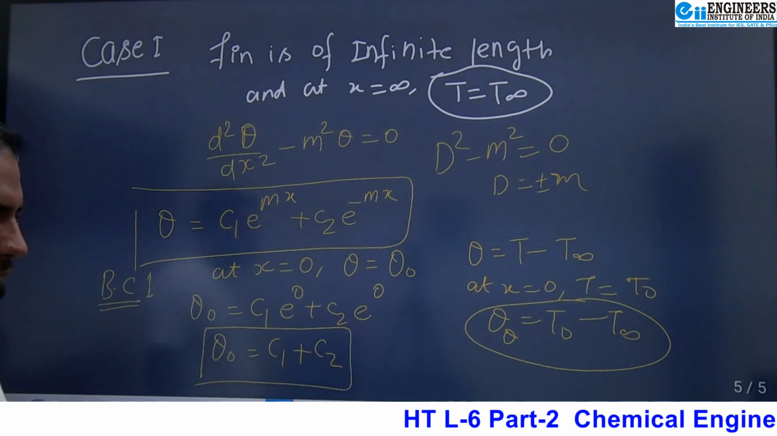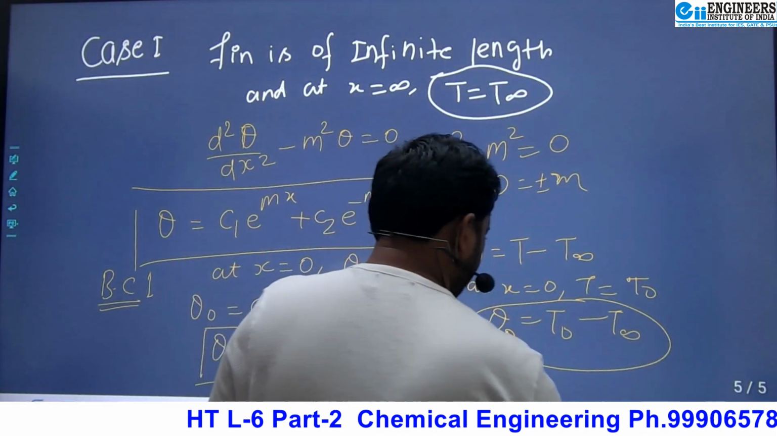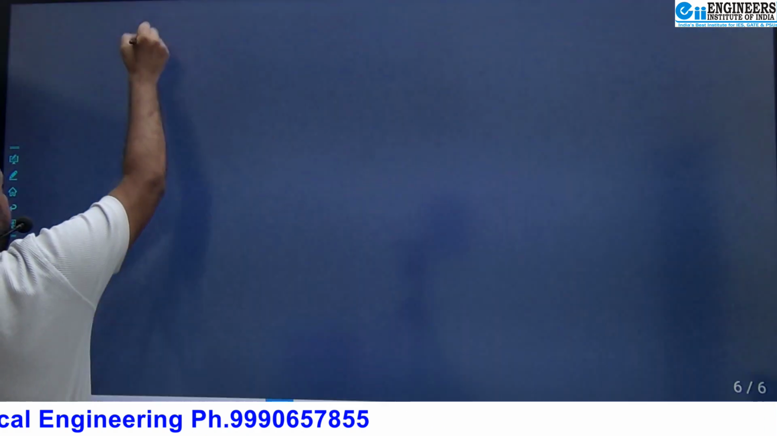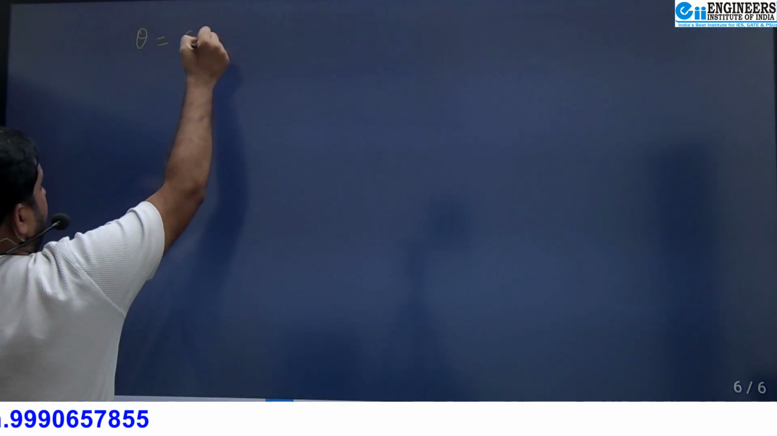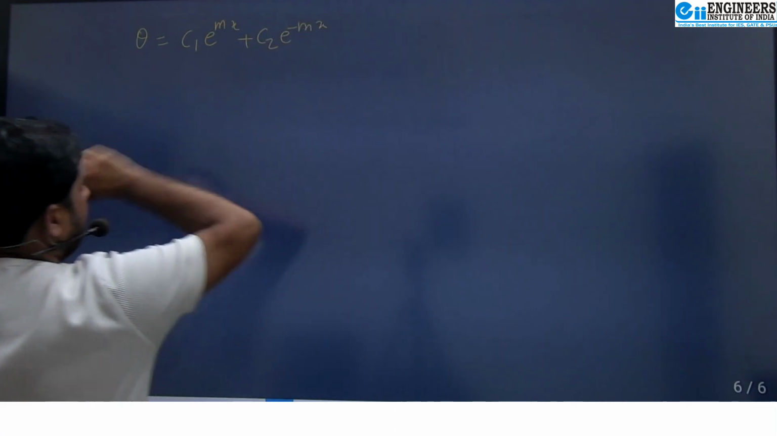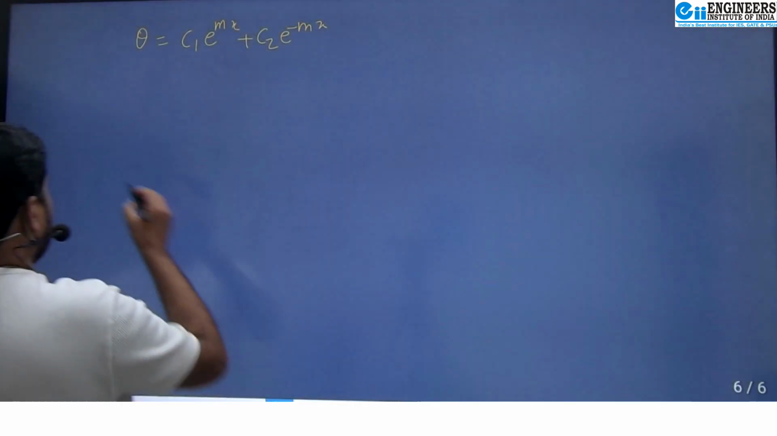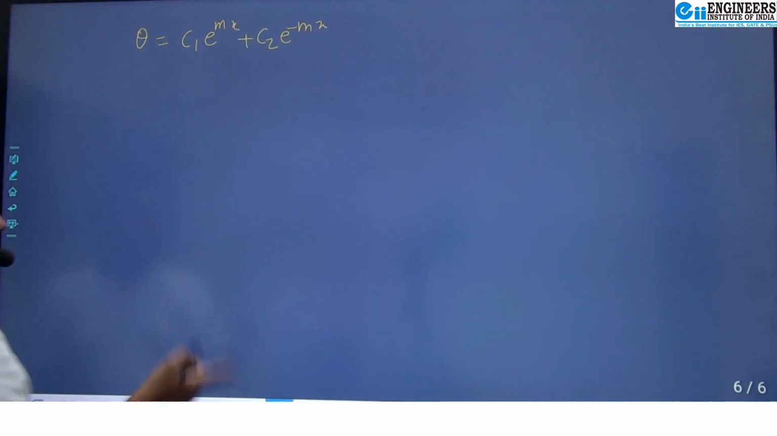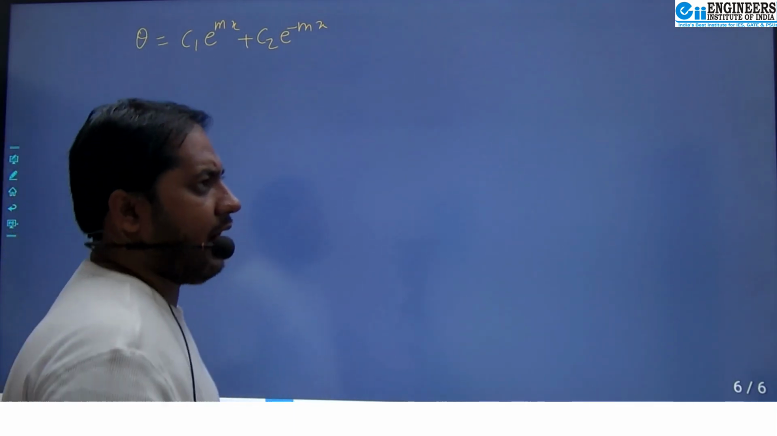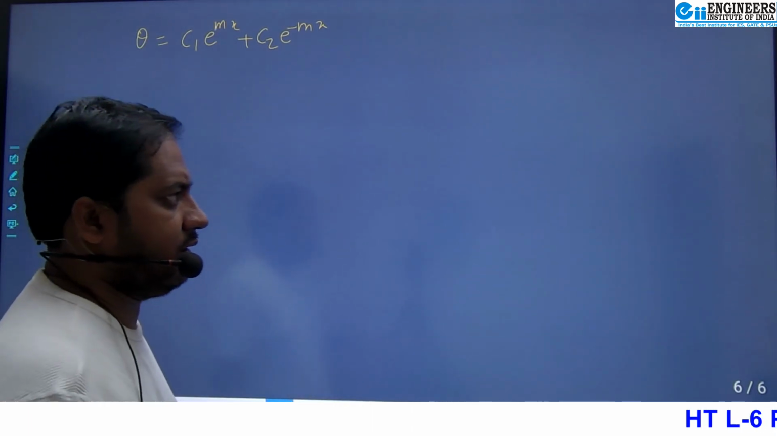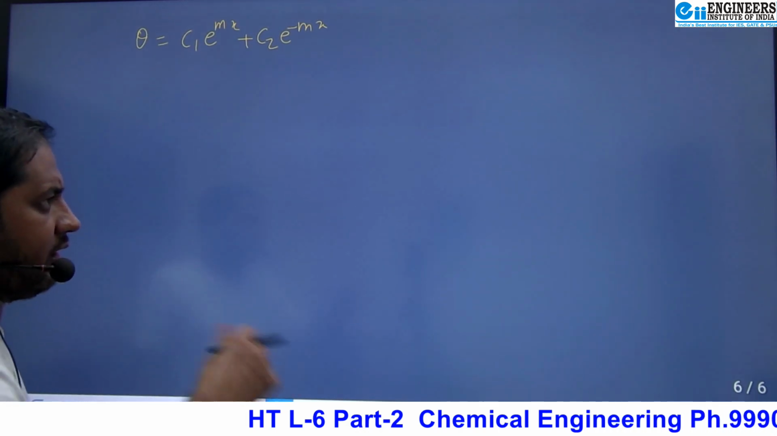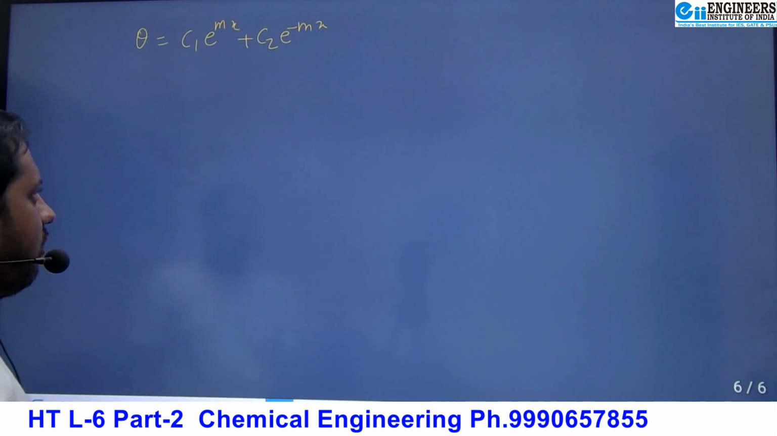This is our desired expression for boundary condition 1. Now if we consider boundary condition 2, given that theta equals C1 e power mx plus C2 e power minus mx, the second condition for case 1 is the statement that the fin is so infinite, or infinitely long, that at the tip of the fin the temperature is essentially equal to the temperature of the environment, or the fluid that surrounds that particular fin.